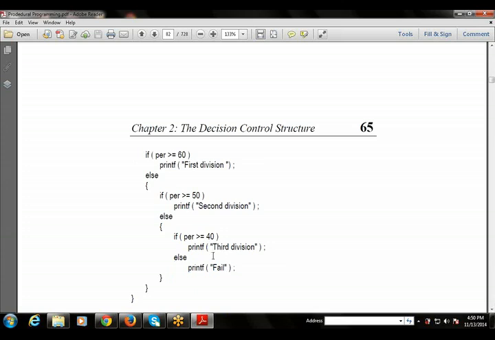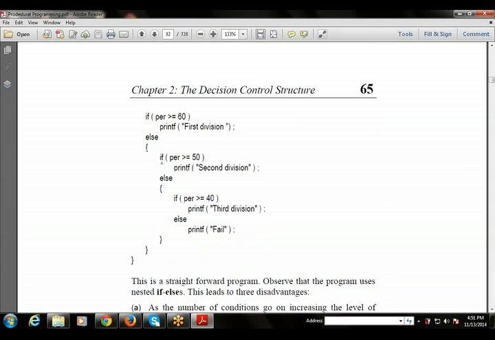So 3 conditions are used. One is greater than or equal to 40, greater than or equal to 50, and greater than or equal to 60. This is the one scenario. If it is greater than or equal to 60, then no other condition will be checked. Simply printf the first division. But if the percentage is greater than or equal to 50, then do not check anything else. Simply print the second division. But if both the conditions are false, then check the next condition, that is greater than or equal to 40. Then if it is greater than 40, printf third division, otherwise there is a fail.